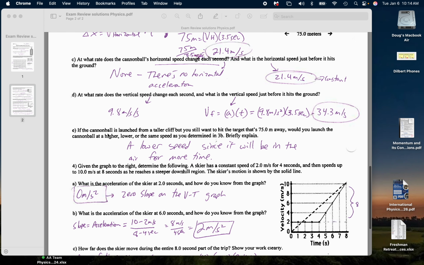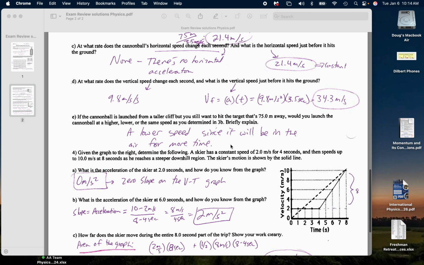If the cannonball was launched from a taller cliff, but you still wanted to hit the target 75 meters away, would you launch the cannonball at higher or lower, the same speed? So if it's launched from a taller cliff, it's going to be in the air for more time, so you would need a lower horizontal speed.